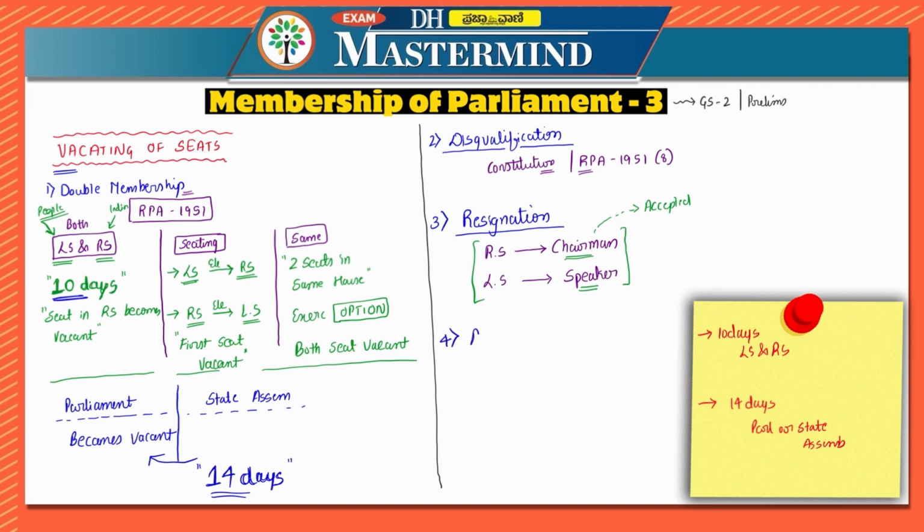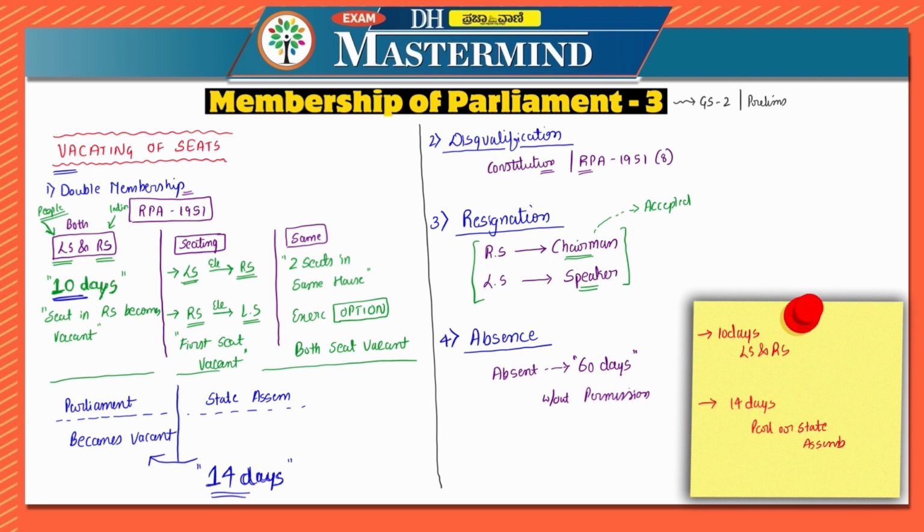Fourth one is in case of absence. This is also very, very important condition, because if a person is elected to Lok Sabha or Rajya Sabha, but they continue to be absent for a period of 60 days from the regular meeting of Lok Sabha or Rajya Sabha, if they are absent for 60 days without giving letter or without taking permission, we'll write it as without permission, then that seat also becomes vacant, then they will be removed.